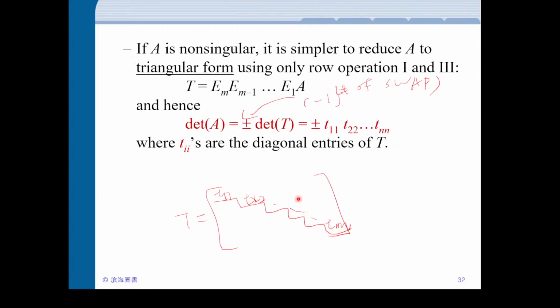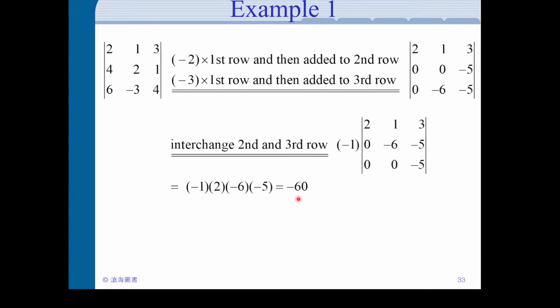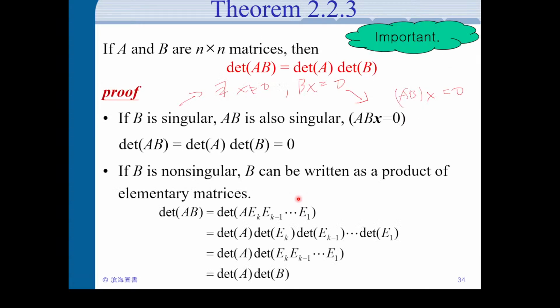So yeah, we see that we do have a nice way to calculate determinant with just these row operations. And then we prove another theorem. Okay. So next one, we prove this theorem that we keep talking about. That's determinant of AB equal to determinant of A times the determinant of B.